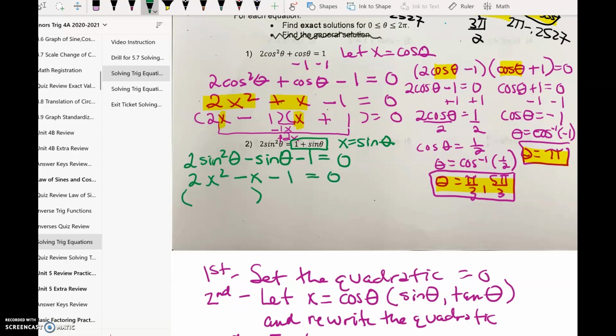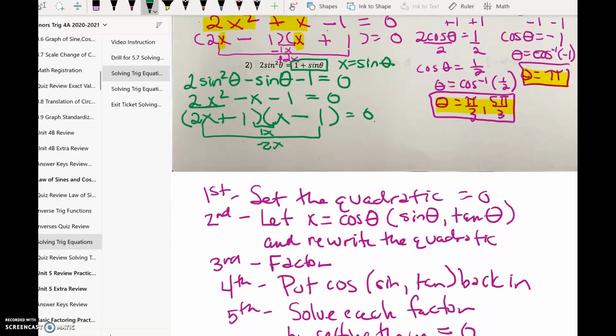Then I go to factor. The only way to make 2x squared is 2x and x. The only way to make -1 is 1 and 1. I'll start off with a plus and a minus, but I got to check it. This gives me -2x. This gives me positive 1x. When I add them up, I get -x. And that's what I wanted in the middle. I wanted -x. So those are my factors.